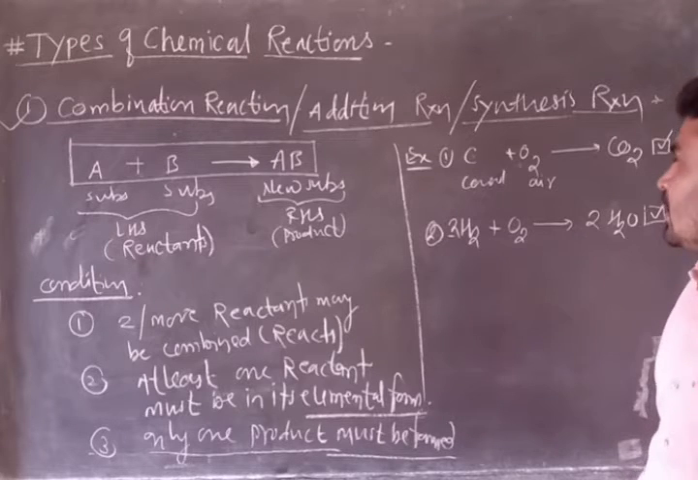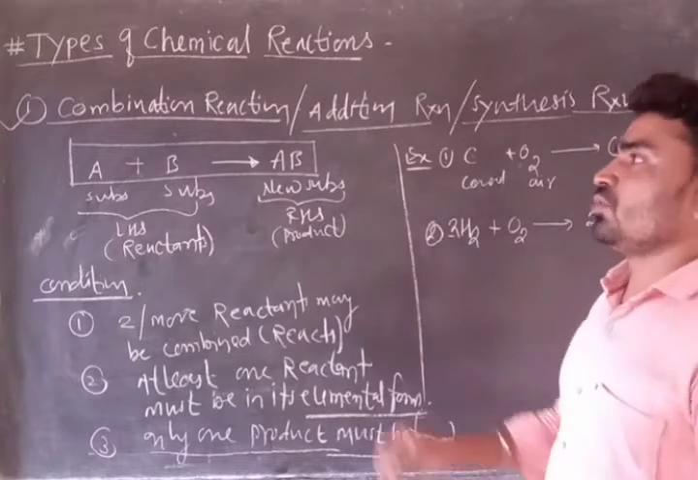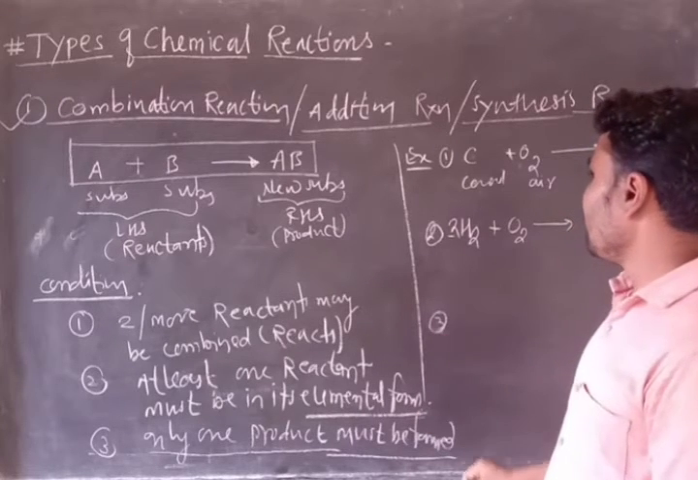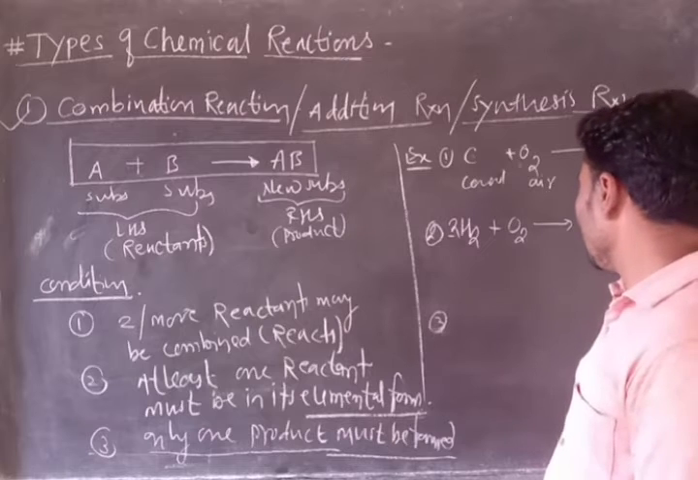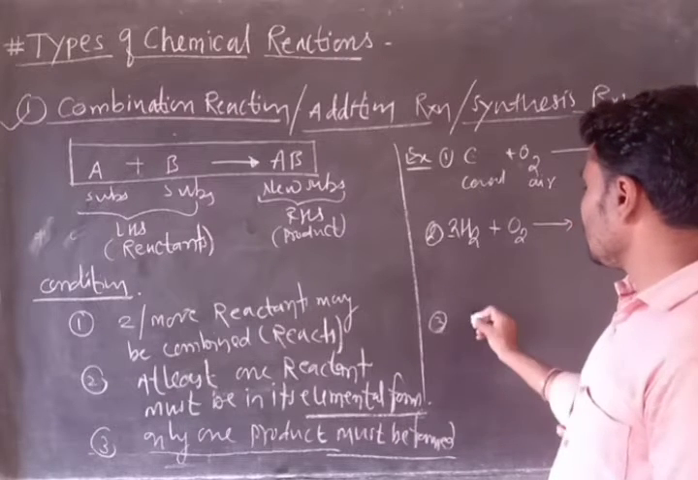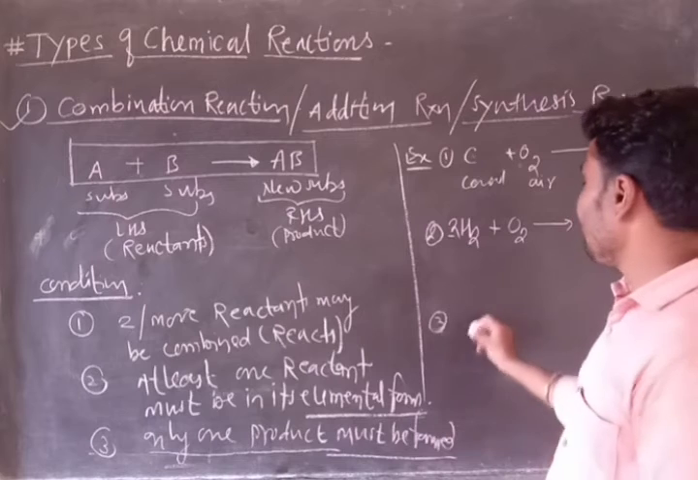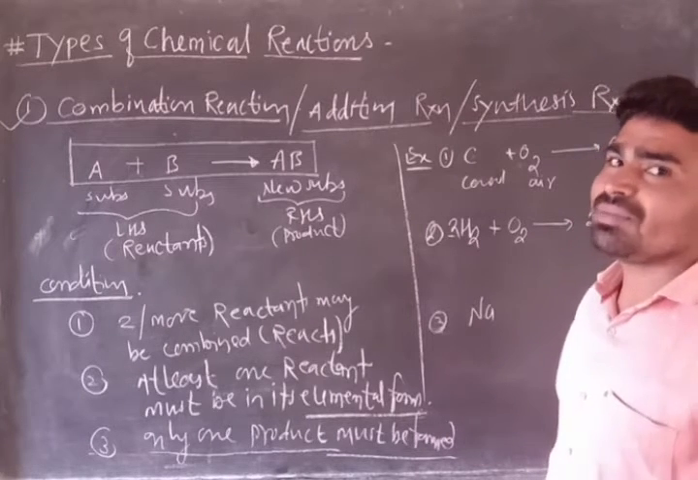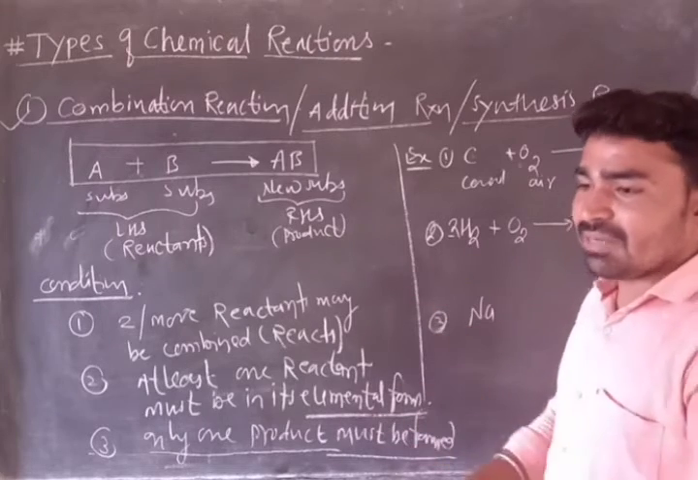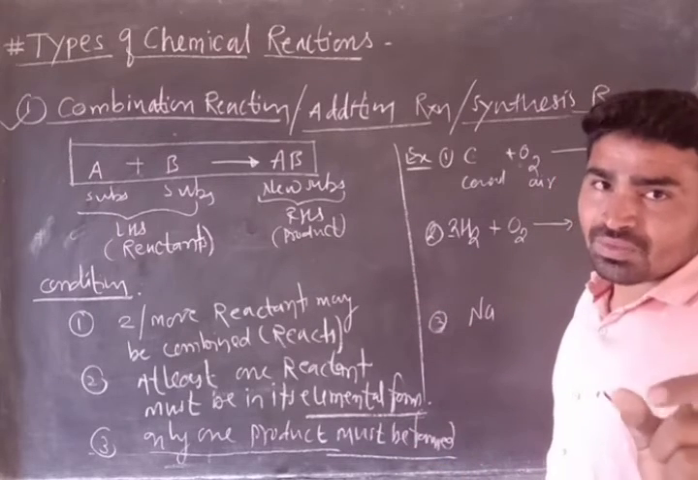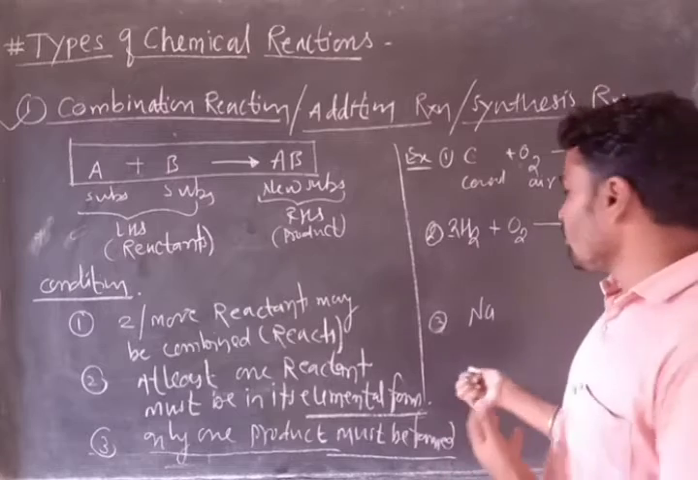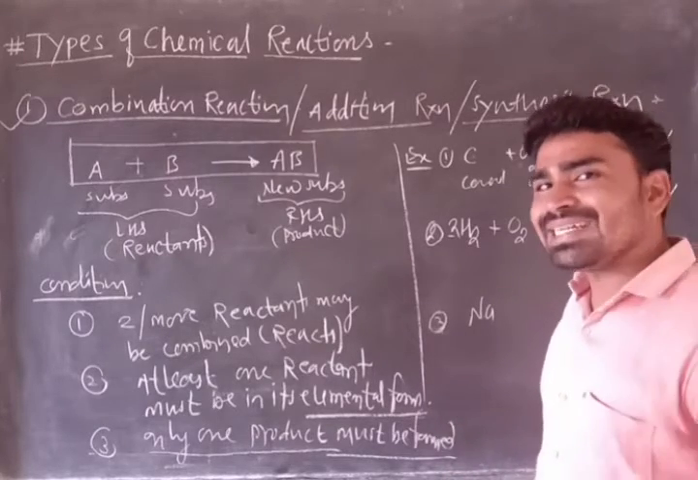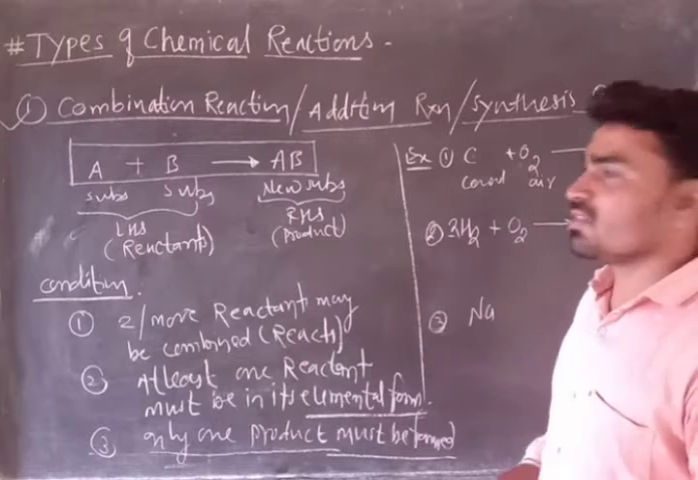Okay, my dear students, let's have another example to help you understand this type of chemical reaction. That is the third one. Here we will write the chemical reaction like this. Here I am writing sodium. Sodium is an element found in its elemental form, that is Na. Because sodium is highly reactive, it is generally found in different substances. But we have to write the elemental form of at least the first substance.